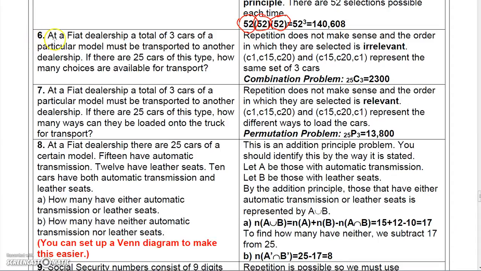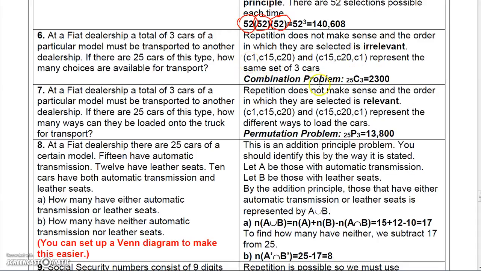Now, number 6 says, at a Fiat dealership, a total of 3 cars of a particular model must be transported to another dealership. If we have 25 cars of this type on the lot, how many choices are available for transport? Well, repetition doesn't make sense, and the order in which they're selected is irrelevant. If we choose car 1, car 15, and car 20, it doesn't matter what order we choose them, it's still the same 3 cars.